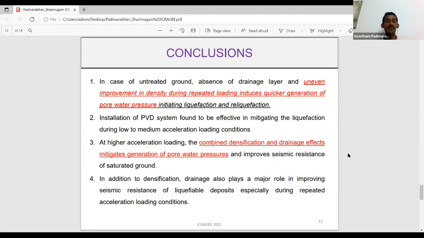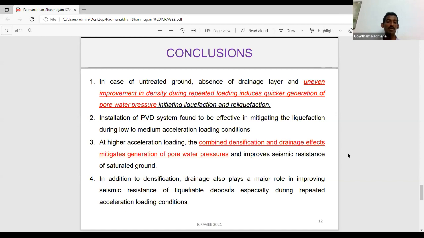Coming to the conclusions, for any ground which is subjected to repeated shaking events, the provision of a ground improvement technique is mandatory. In such a case, in an incremental pattern, like what was observed during the 2011 Japan earthquake or the 2010-11 Canterbury earthquake series, such ground improvement techniques need to be adopted.